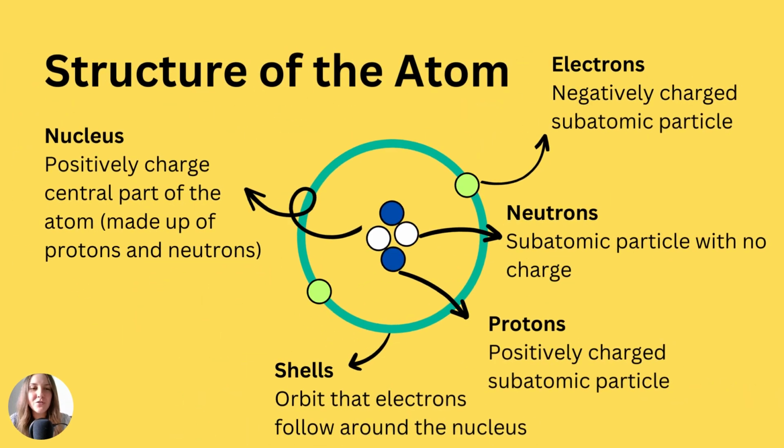So let's look at the structure of the atom. You have the nucleus, which is where all the mass of the atom is found, or most of the mass at least. And it also overall has a positive charge. And this is because of the protons which are found within the nucleus.